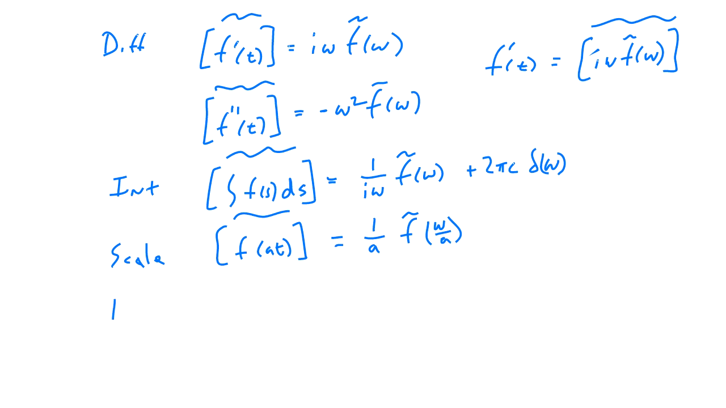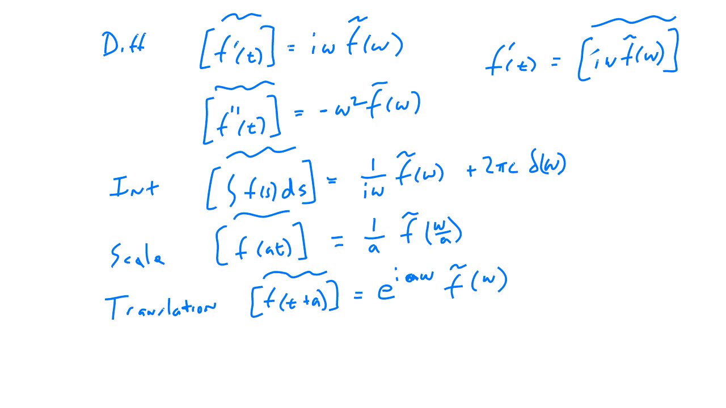We also do translations, which are where you would have f(t + a). In other words, you're shifting your solution. You do the Fourier transform of it, and it's the same thing as having e to the i a omega times f twiddle of omega.